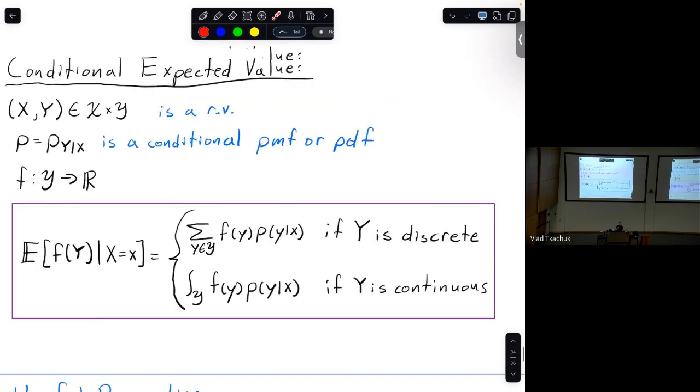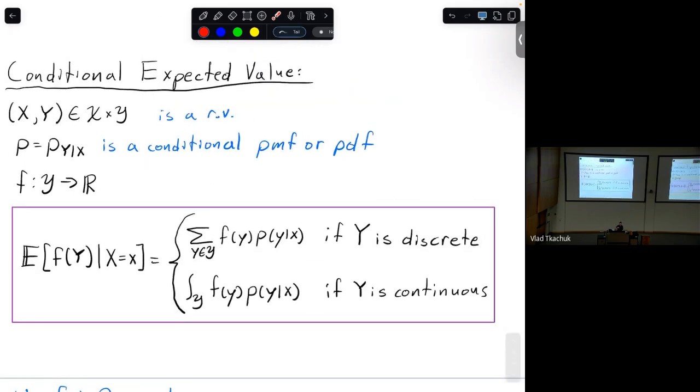And then I just finish with a few more properties. You can take the expected value of joint random variables. You can also do it for conditional things. So you can ask, what's the expected value of some function conditioned on another random variable being something? And that calculation is as you would expect as well. You take the sum of the function times its corresponding conditional PMF or PDF.